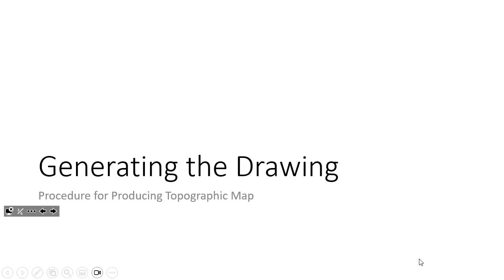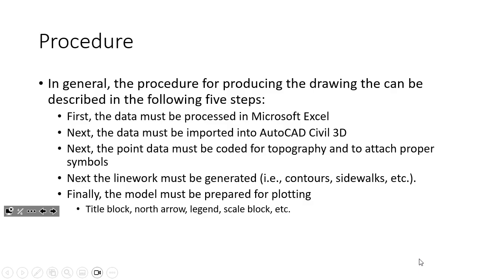Let's talk about generating the drawing. I've given you all 2 handouts today. Lab handout 10 is just a repeat of last week that has the control point data and all that to actually collect the data in the field. Lab handout 11 goes through a pretty prescriptive process step by step to show you how to generate the CAD drawing. I want to make sure that in general you understand the procedure.